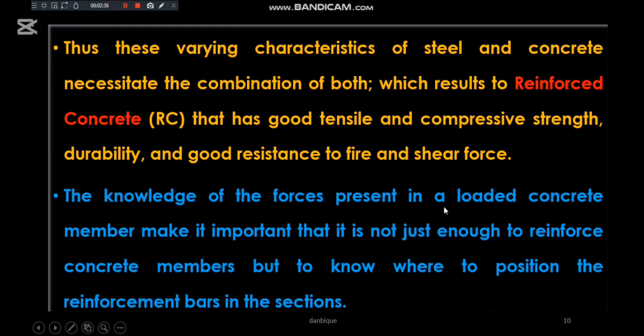The knowledge of the forces present in the loaded concrete members makes it important that it is not just enough to reinforce the concrete members, but to know where to position the reinforcement bars in the sections. So it is not just enough to get your concrete and put your steel, pour it, and no. There is a specific way you have to lay reinforcement because of what I'm about to show you.